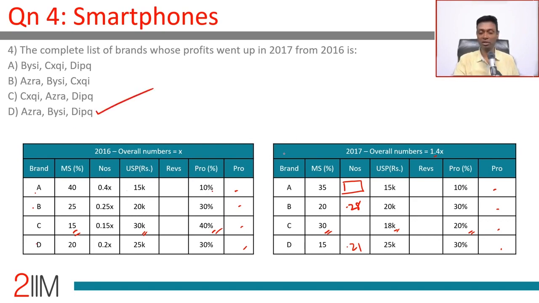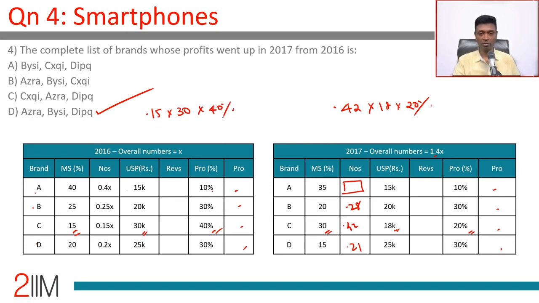C, X, Q, I. Simply there, let us drop the price, increase market share strategy. Does not work. Let's verify that. 1.4 times 32 is 0.42. 0.42 into 18 into 20% compared to 0.15 into 30 into 40%. I'm going to compare these two.